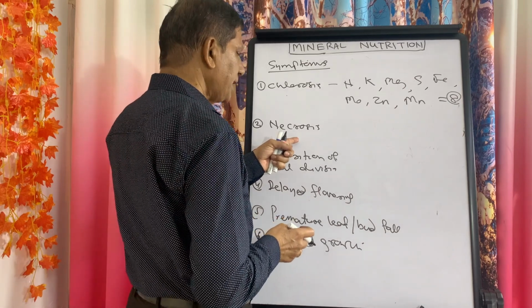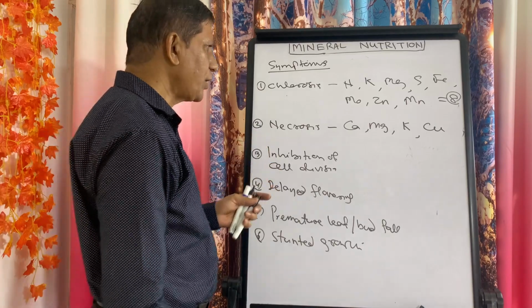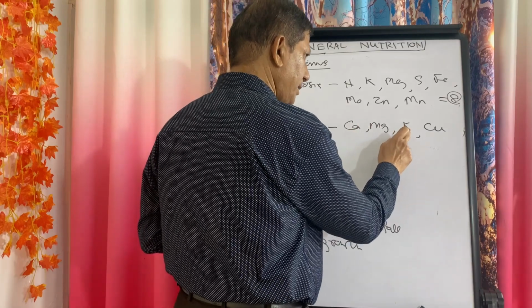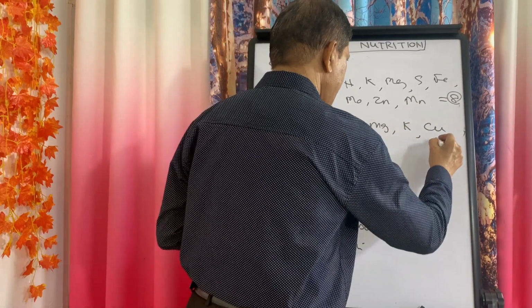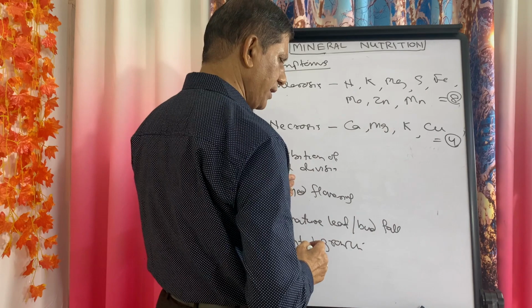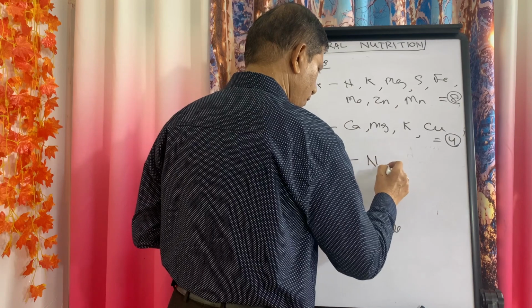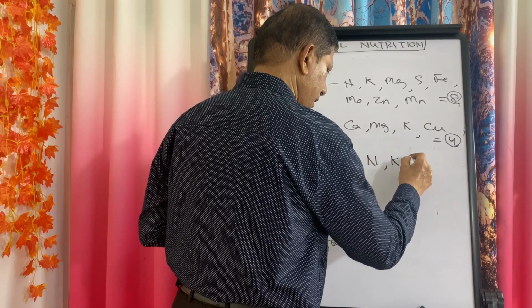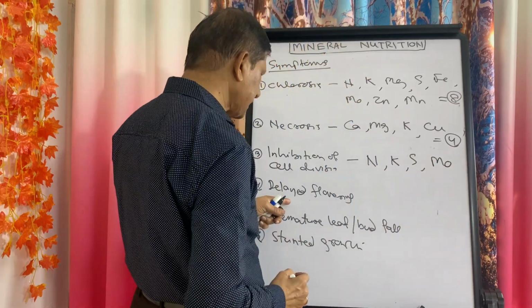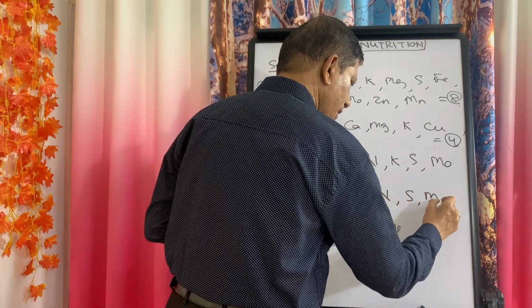Similarly, if we take the case of necrosis, necrosis will be caused by 4 elements: calcium, magnesium, potassium and copper. Now if we go to the inhibition of cell division, it can be caused by nitrogen, potassium, sulfur, and also by molybdenum. And delayed flowering can be caused by nitrogen, sulfur, and also molybdenum.